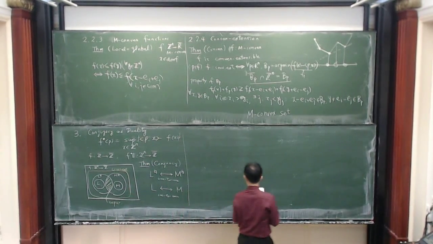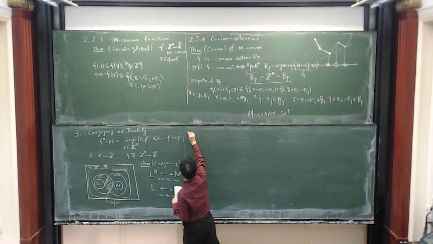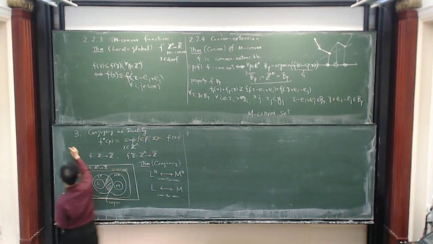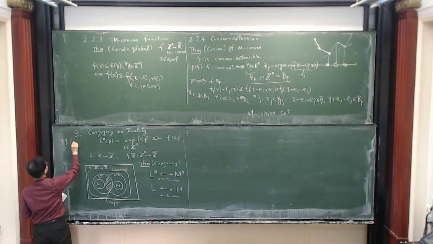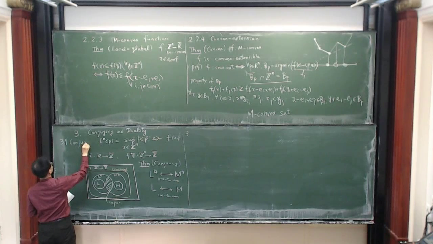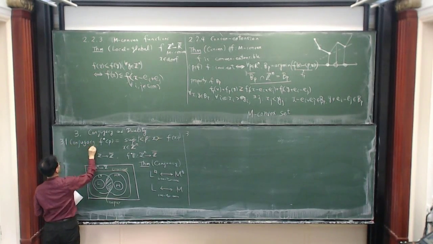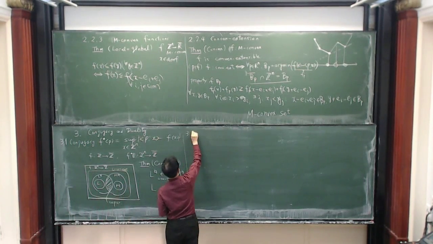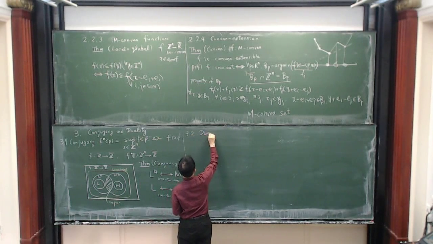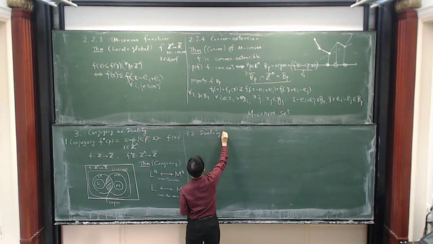Now, the duality. So this is conjugacy. So 3-1 conjugacy. The duality.